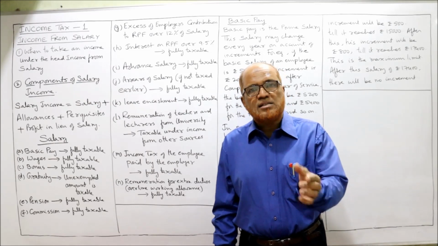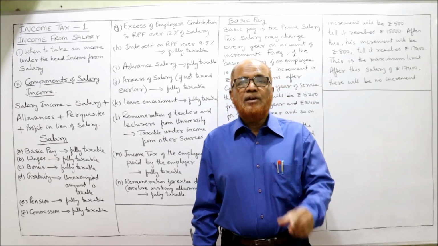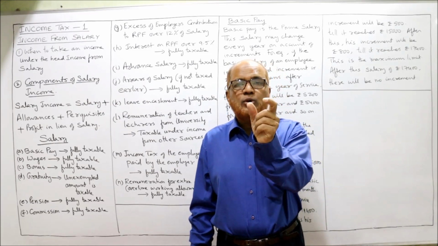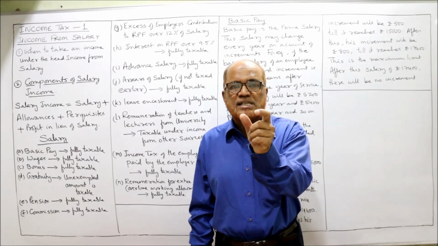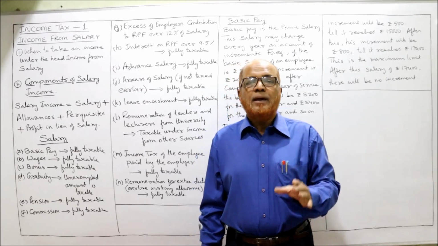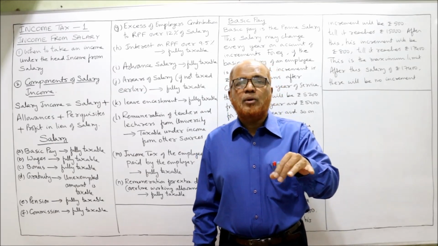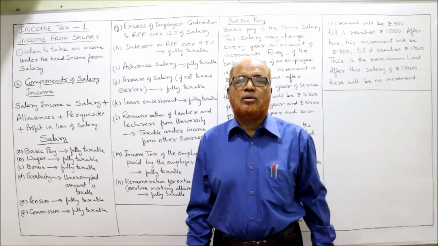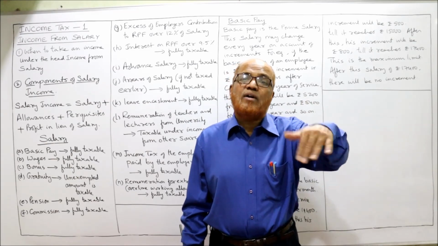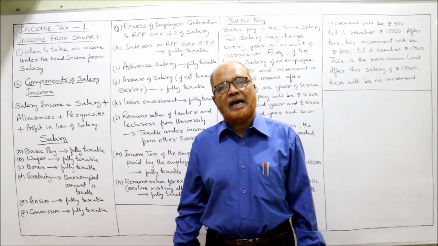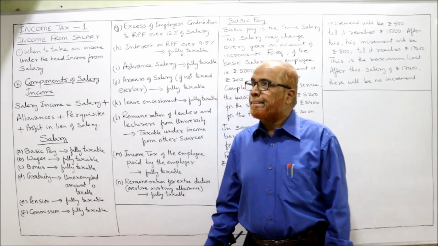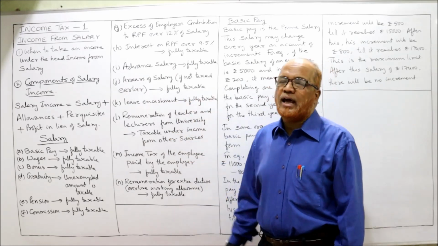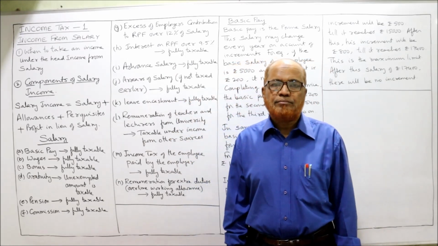So the Income Tax Act says it is your income. If the employer contributes up to 12% of your salary, it is exempted. If the employer contributes more than 12% of salary in your RPF account, then the excess amount over 12% will be taxable under the head salary. Next, interest on RPF over 9.5% is fully taxable.